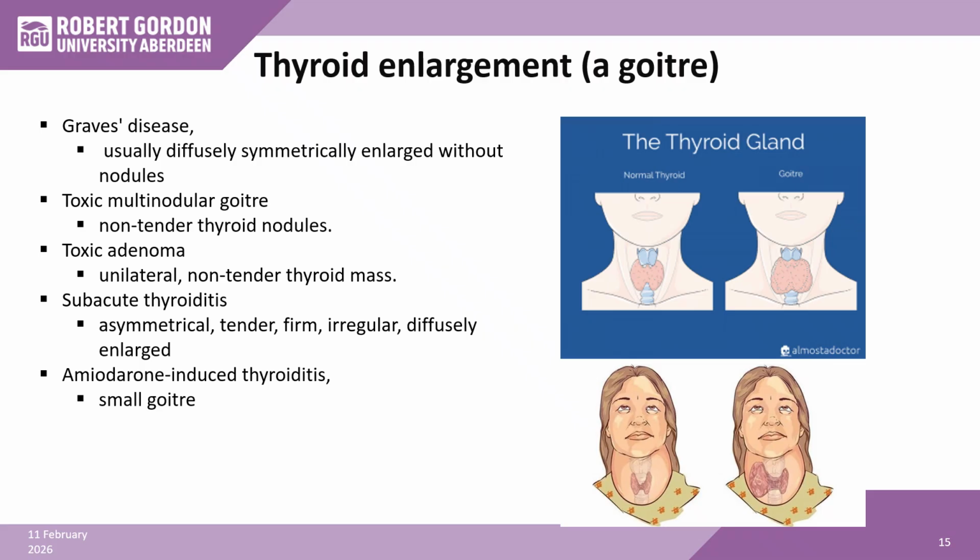In Graves' disease, we also sometimes do have an enlarged goiter. So in Graves' disease, usually we have a symmetrically enlarged thyroid without nodules. So it enlarges both ways without the nodules. And then we also have the toxic multinodular goiter. We also have a toxic adenoma, subacute thyroiditis, and amiodarone-induced thyroiditis. So these vary in size as listed here. I've also included some pictures here for you to have a look. I recommend that you pause the video to have another look here.